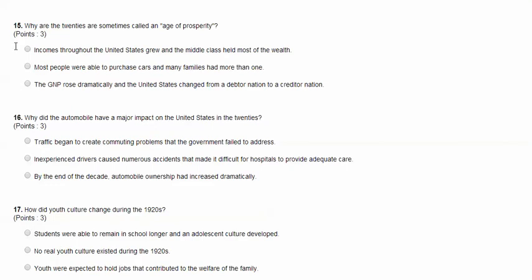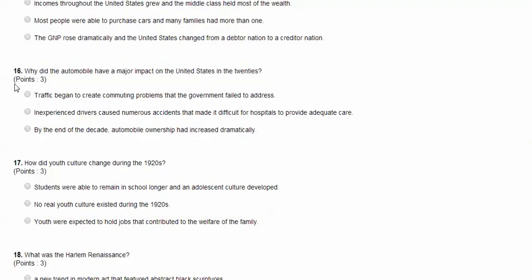Number 15, why are the 20s sometimes called the age of prosperity? This is the 1920s. Why were they called the age of prosperity? Incomes throughout the United States grew and the middle class held most of the wealth. Most people were able to purchase cars and many families had more than one. Or the GNP rose dramatically and the United States changed from a debtor nation to a creditor nation.